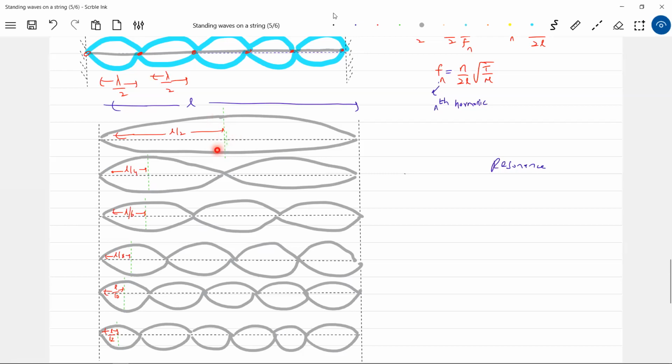So when will this wire accept? Only when you strike it here. When you strike the wire at the midpoint, it will accept. When you strike the wire at L by 4, it will accept. When you strike the wire at L by 6, it will accept. If you strike the wire at this point, no, the wire will not accept energy.